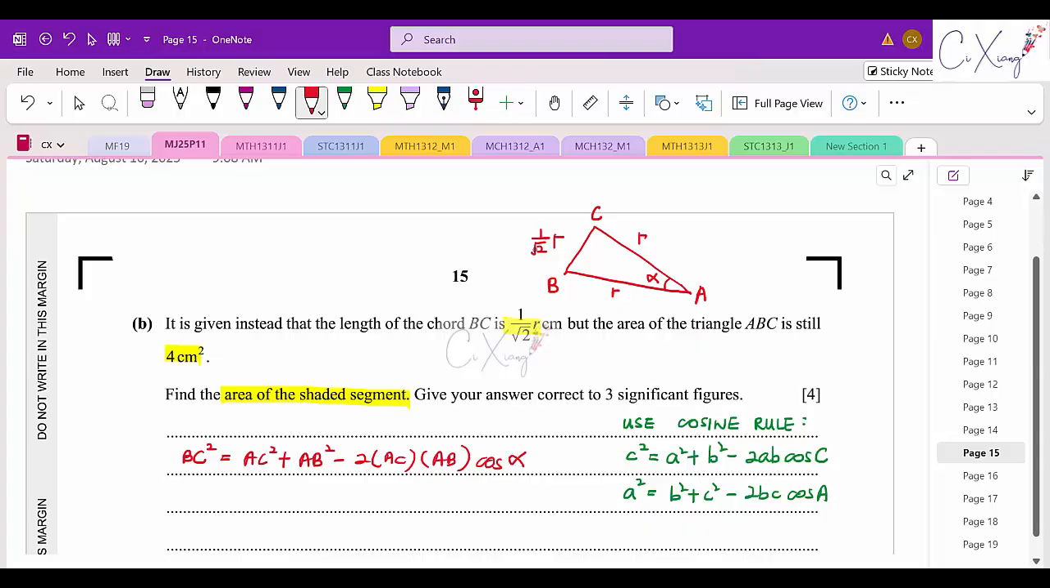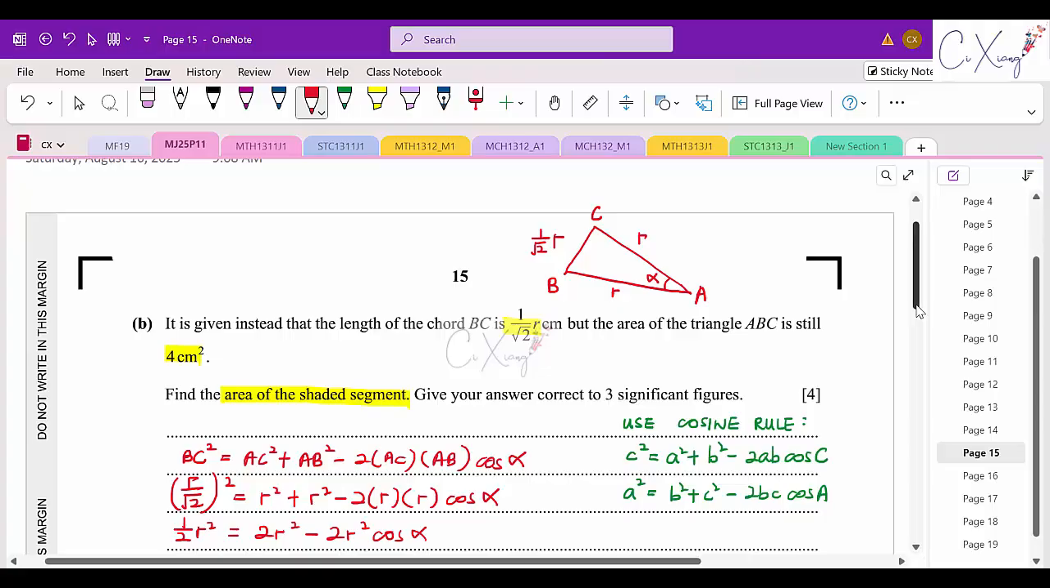Okay, so what's the length for BC? My length for BC will be R over root 2, squared. AC is R, so AC squared is R squared, AB is also R, so AB squared is R squared, minus 2 AC AB, then cos alpha. Try to simplify, I have 1 over 2 R squared equals 2 R squared minus 2 R squared cos alpha.